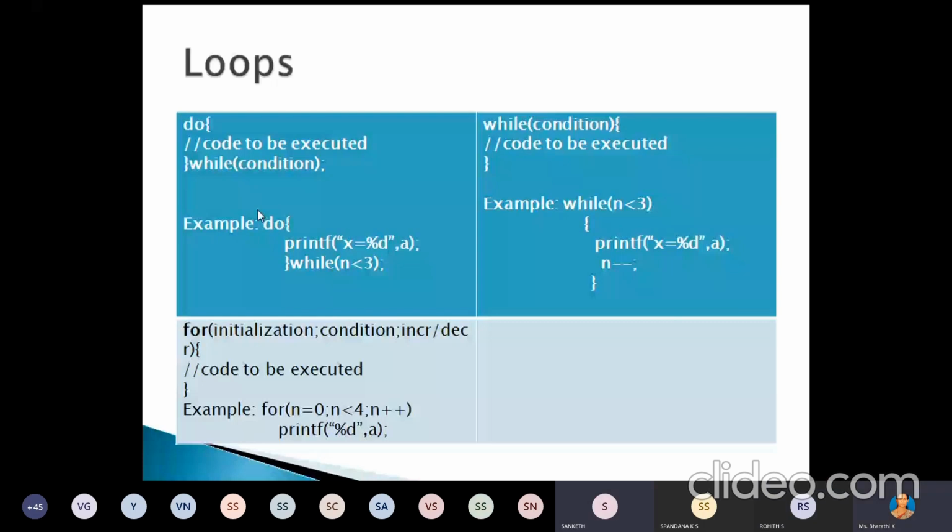Yes, correct. Suppose you want to execute that block of code at least once, we have to go for the do while loop. After executing that part of the code, only then will it check the condition. Suppose the condition is false, it will come out of the loop. Suppose the condition is true, again it will go for the loop, right? If you want to execute the part of the loop at least once, then we have to use the do while loop.